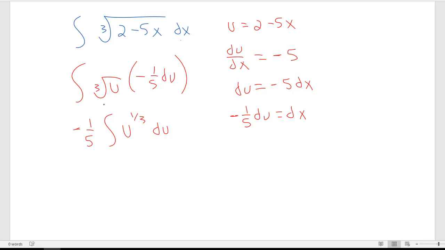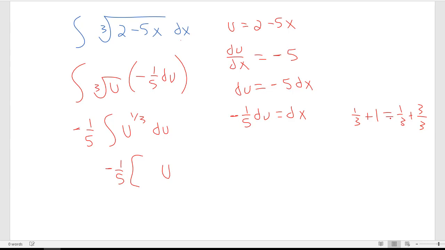So just to finish this example, go back to red. So I have u to the 1/3, so I'm going to add 1 to the power. So let's see, what's 1/3 plus 1? I'm usually going to talk myself through this mentally, or I should just say verbally. 1/3 plus 1 is 1/3 plus 3/3.